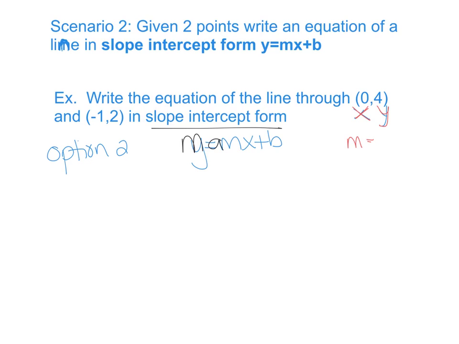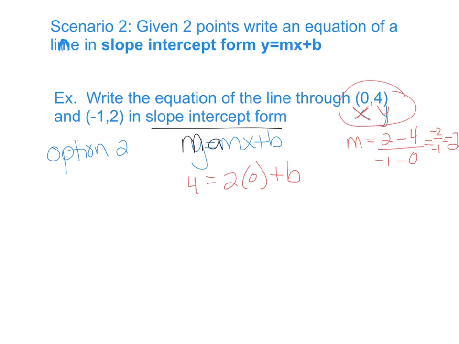In the last problem, remember we calculated m by doing y2 minus y1 all over x2 minus x1. We ended up with negative 2 over negative 1, which was positive 2. Okay, so I'm going to plug in my x, my y, and my m. So my y, I just picked any point I wanted. I picked 0, 4 again. So my y is 4, my m is 2, my x is 0, and I don't know b.